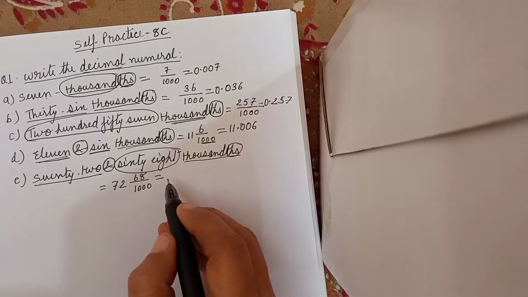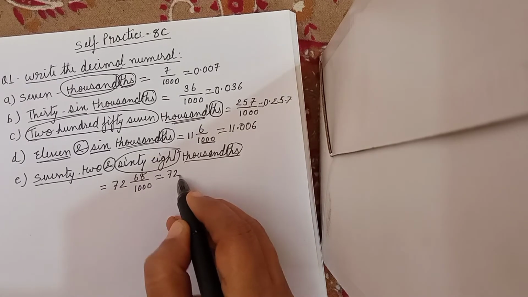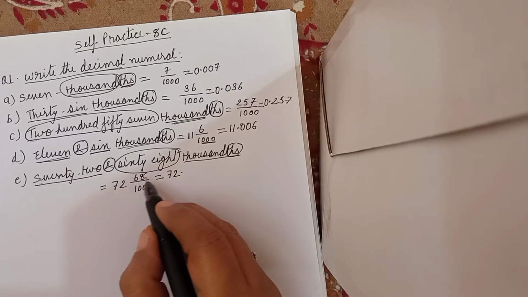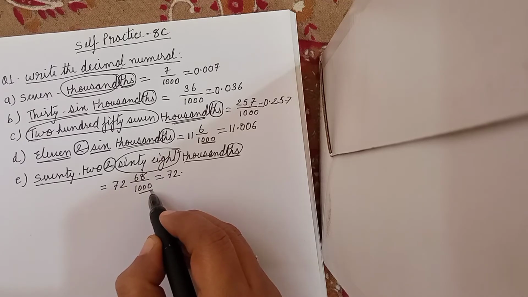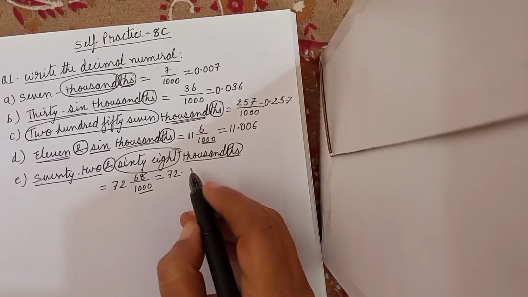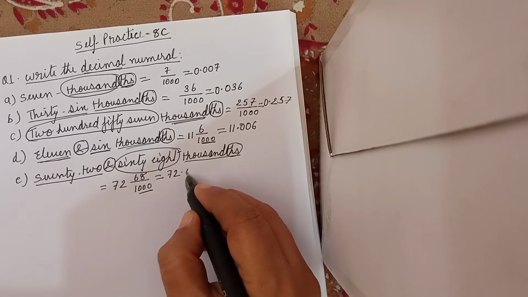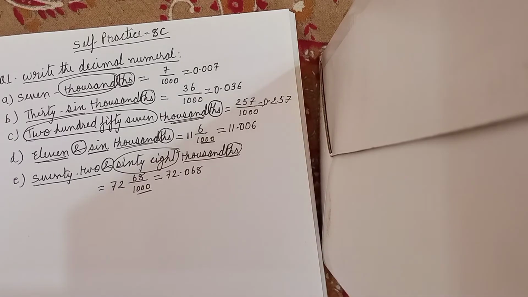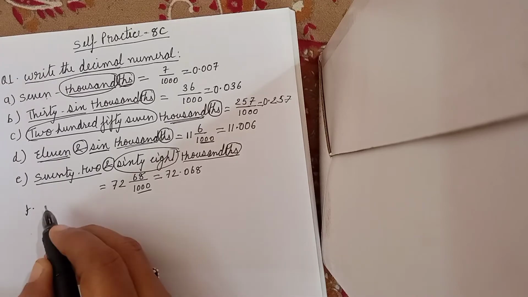So convert it into decimal. 72 is a whole number, so 72 will be written before the point, and after the point we will write 68, but the denominator has 3 zeros, so we have to make it 3 digits by adding 0 before the numerator. So 0 6 8, this is your answer. Now question number F is your homework.